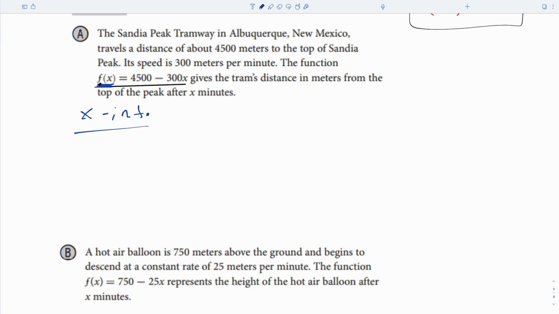This is a function, and we kind of have been playing with both of them. Functions and equations are interchangeable. You can just plug in y equals wherever you see f of x equals. Y and f of x are the same. This is a function, that's an equation. Y equals 4500 minus 300x. So we want to find the x-intercept. Let's plug in a 0 for y.